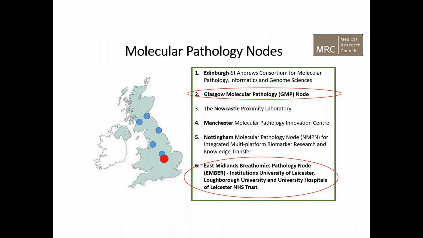Thank you. So based on that molecular pathology review, the MRC created 6 pathology nodes. So funding was given out to 6 centres of excellence to form these pathology nodes to look at molecular pathology. So today I've got with me Professor Chris Brightling from the East Midlands Breathomics pathology node that will be talking about their node and what we're doing within there.